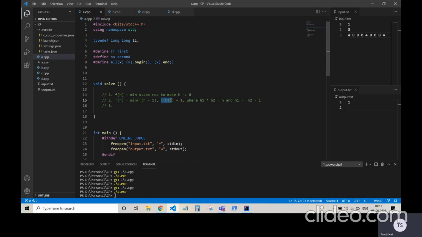If I somehow knew the answer of f of h minus 1 already, and if I somehow knew all the answers for all the h1s that satisfy these two conditions, right? If I knew all those values, then I could very easily compute the minimum of them in order one time and add a plus one to that, right? So now there are two ways to go about this.